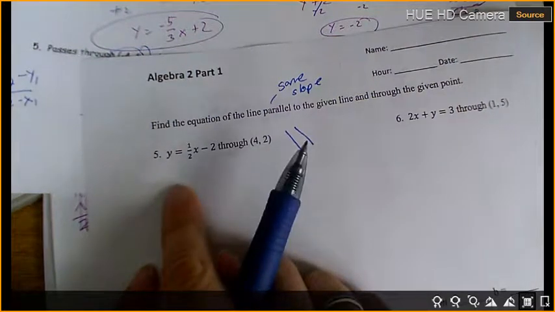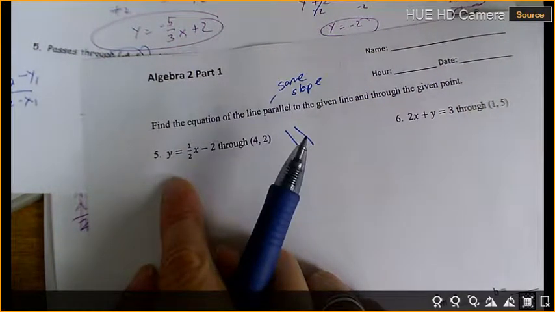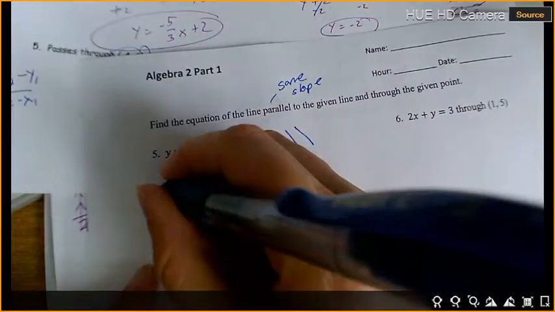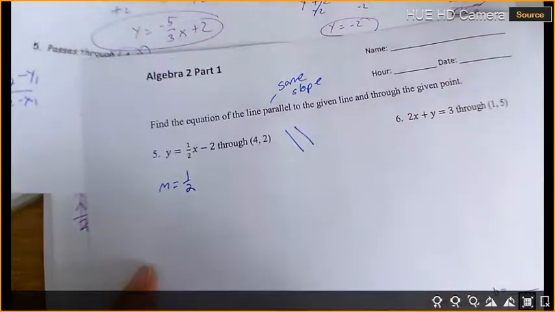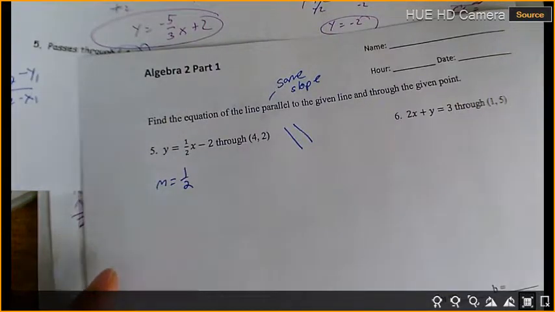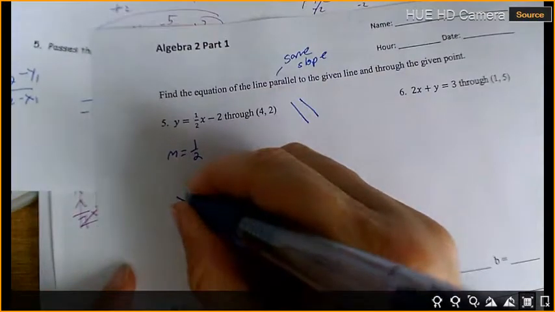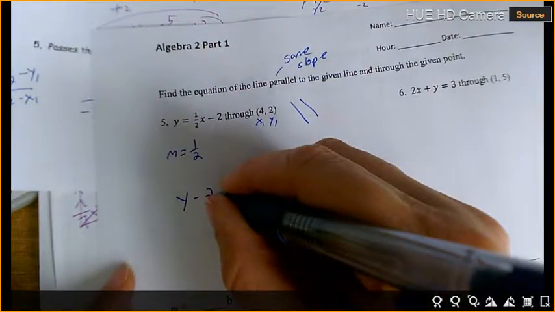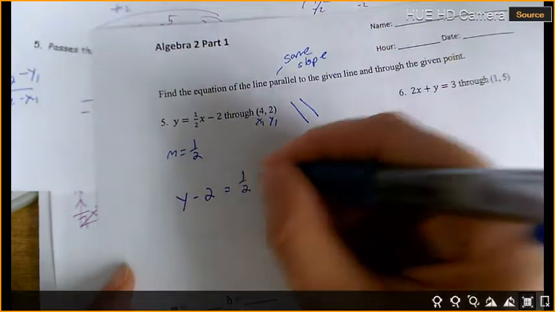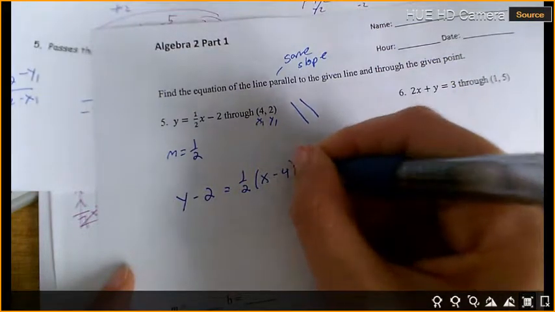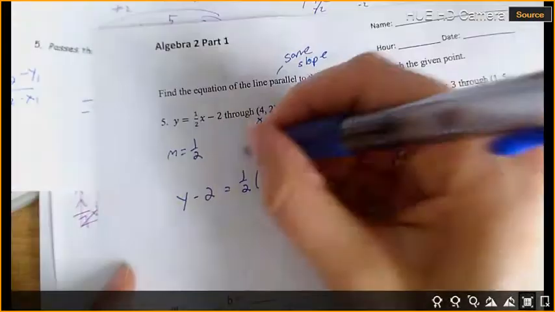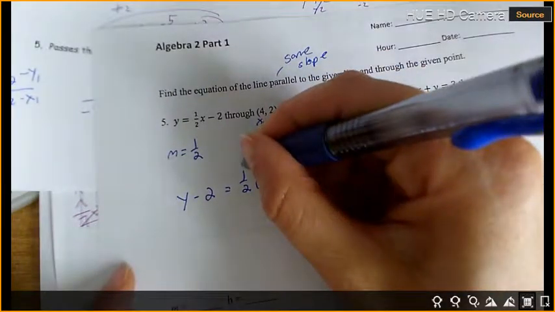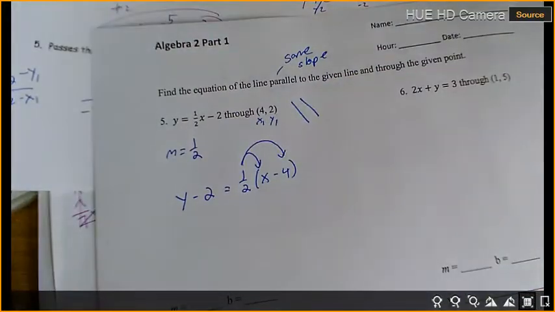So if we have an equation right here, and it goes through this point, that means my slope for my new line is going to be 1/2. Okay? So now I'm going to put it in point slope form. I'm going to go y minus, this is my x1, y1, y minus y1, 2, equals my slope, 1/2, times x minus x1. And then I'm going to distribute. Am I going too fast? Okay.